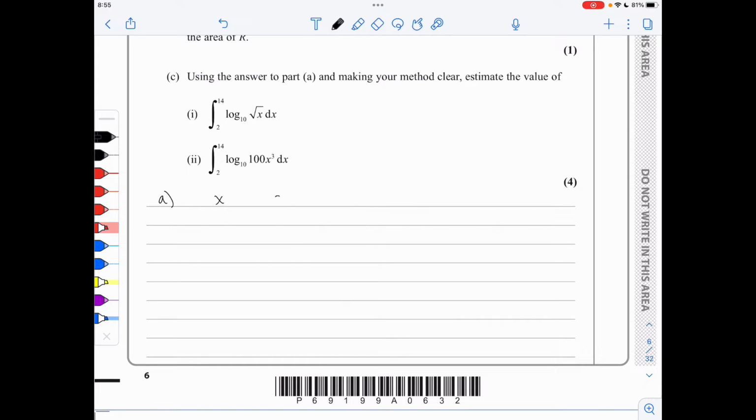We need to split this into 4 equal strips. So from 2 up to 14, we've got a width of 12. If I split this into 4 equal parts, it means I've got strips of width 3. So it's going to be 2, 5, 8, 11, 14. And then my y values, which is the log of x base 10, will be log of 2, log of 5, log of 8, log of 11, and log of 14.